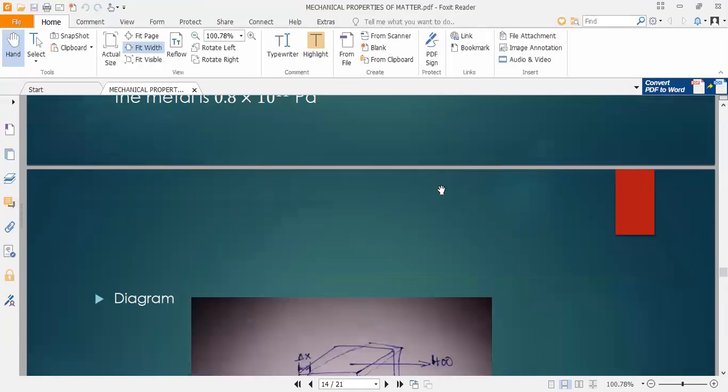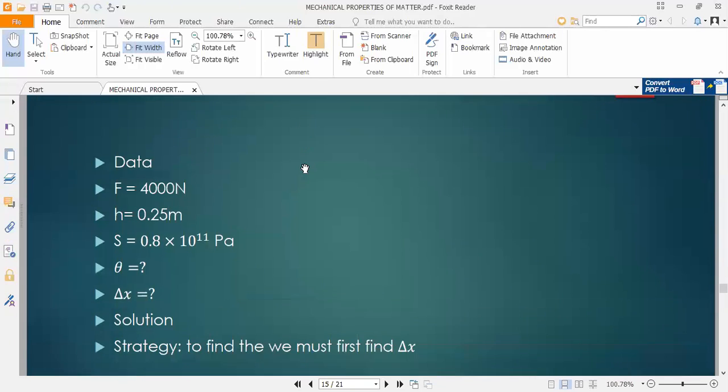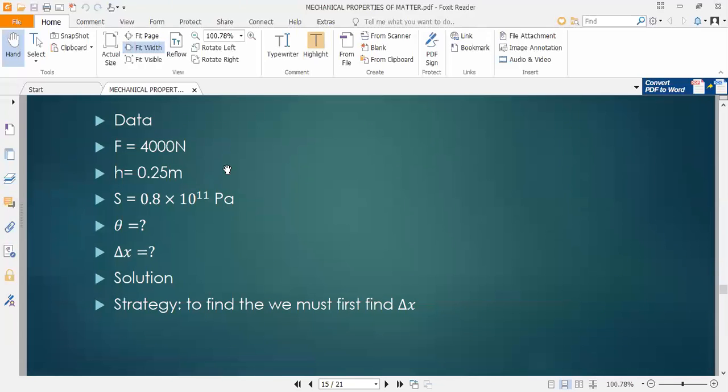So what is the angle of shear? The angle of shear is this. So we expect that from the original position to where this surface has moved, there'll be some angle. We would need to measure that angle. And how can we measure that angle? That's what we are going to see in the part of the example on the solutions.